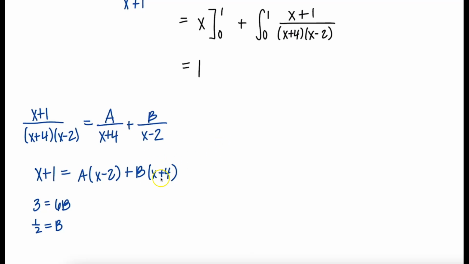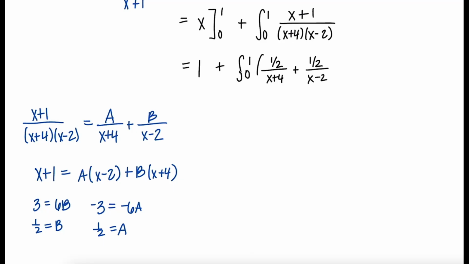And then we'll substitute in -4 to zero out the second term. So -4 plus 1 is -3. That's equal to, if I plug in negative 4 here, negative 4 minus 2 is negative 6, so negative 6A. So I also get 1/2 again as the value of A. So now let's come back over here. I'm integrating from 0 to 1. We have 1/2 over x plus 4 plus 1/2 over x minus 2.